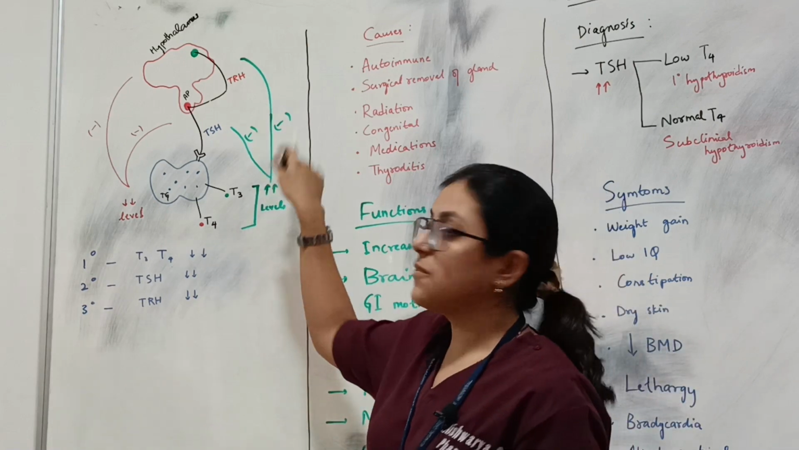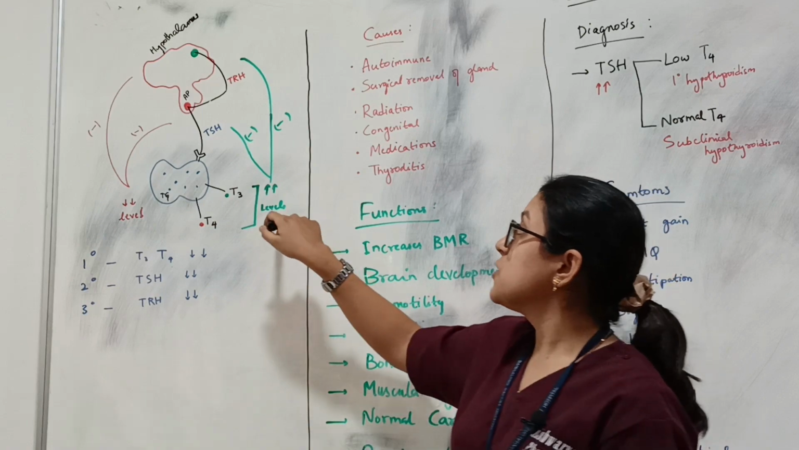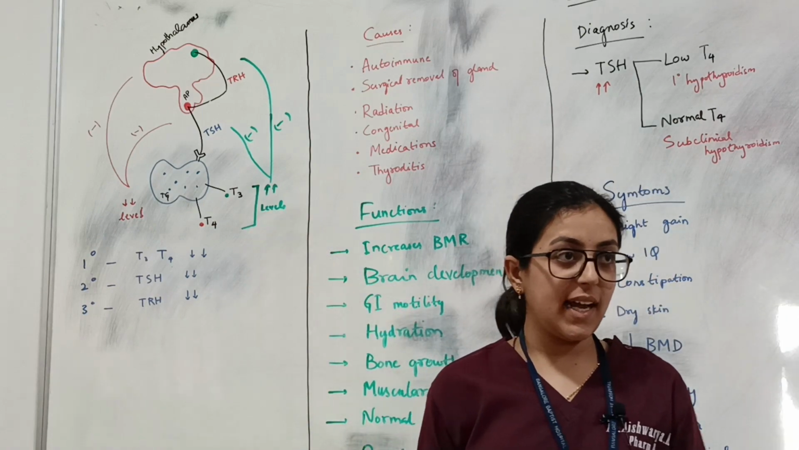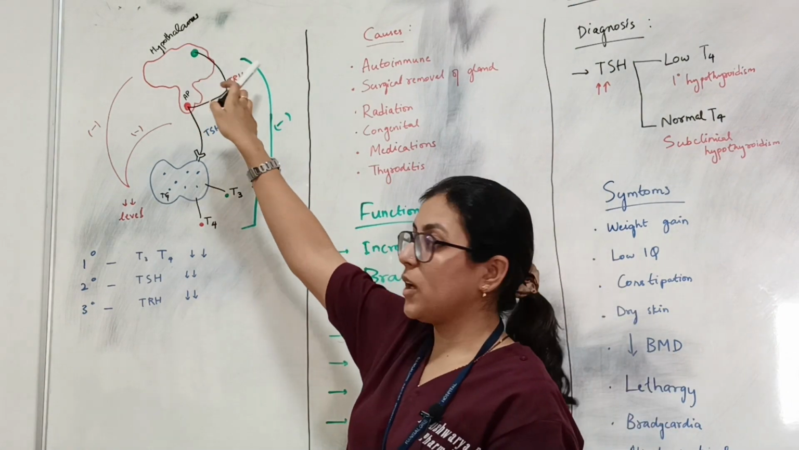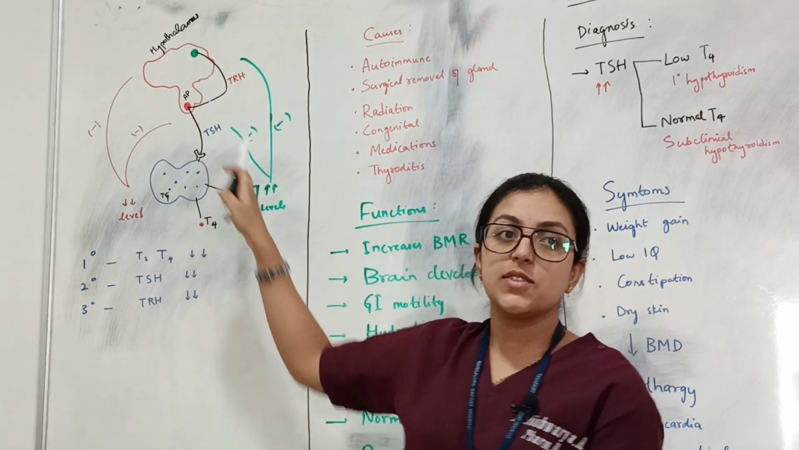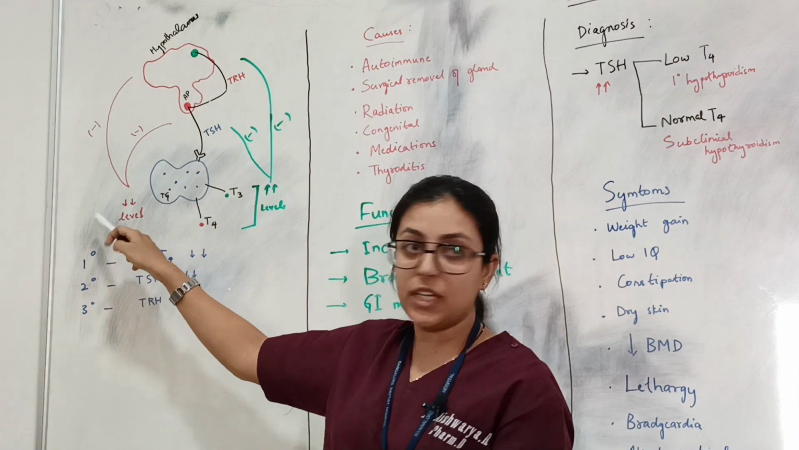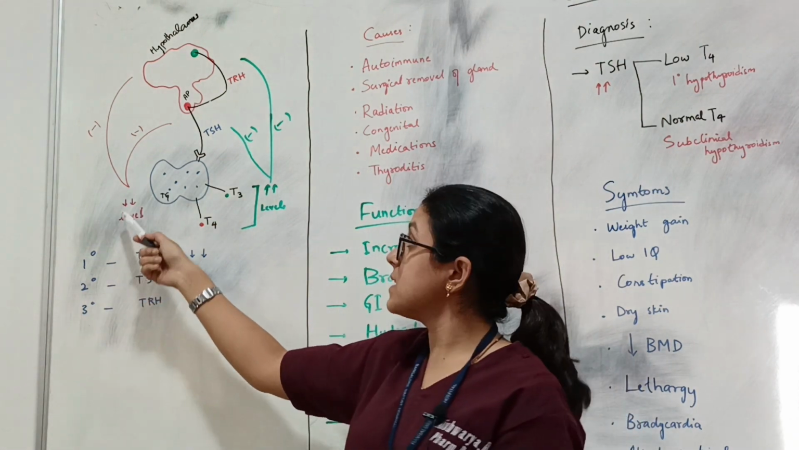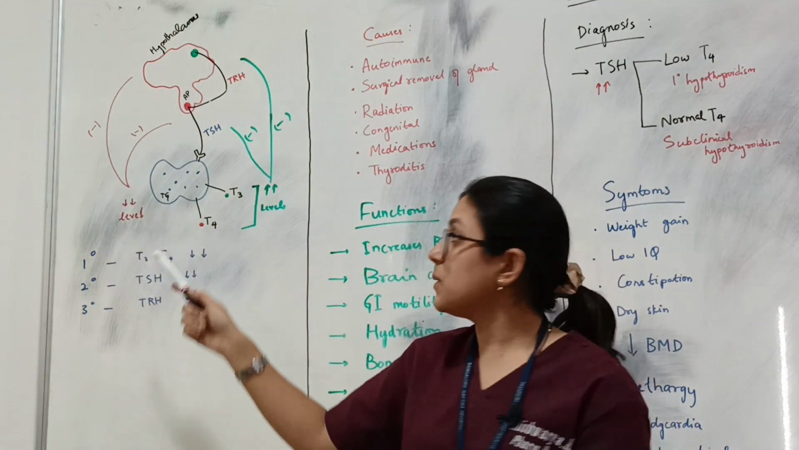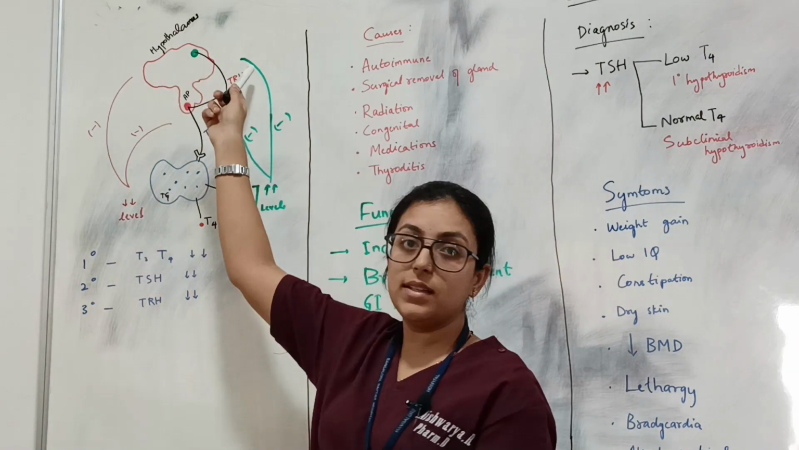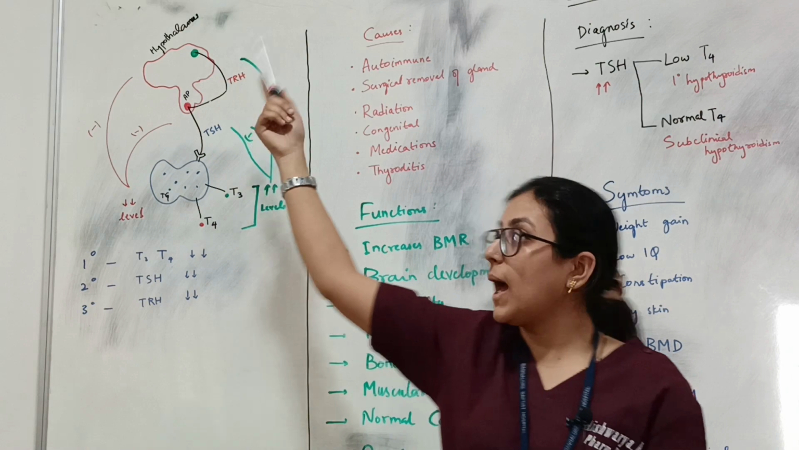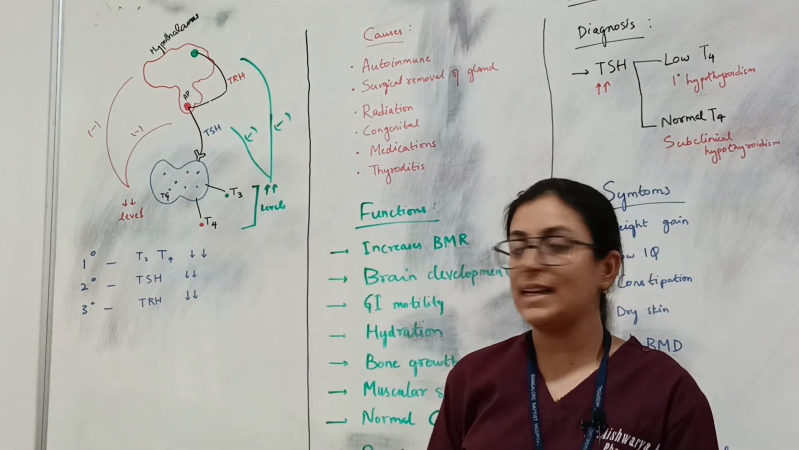There is a feedback mechanism present. If there are increased levels of T3 and T4, it sends a negative feedback, which in turn will inhibit the production of TRH and TSH. The same thing applies when there are low levels of T3 and T4: it stimulates TRH and TSH production from the hypothalamus and anterior pituitary gland.